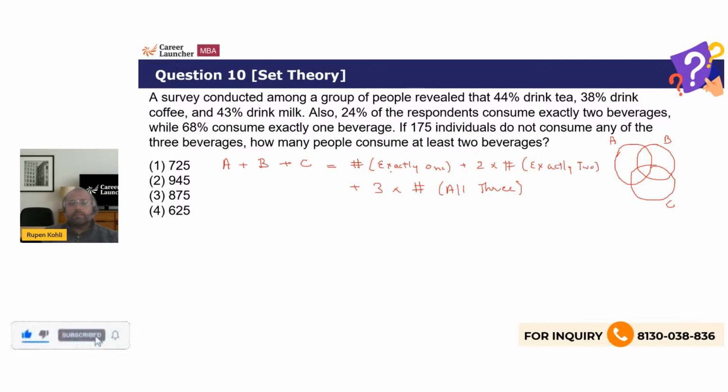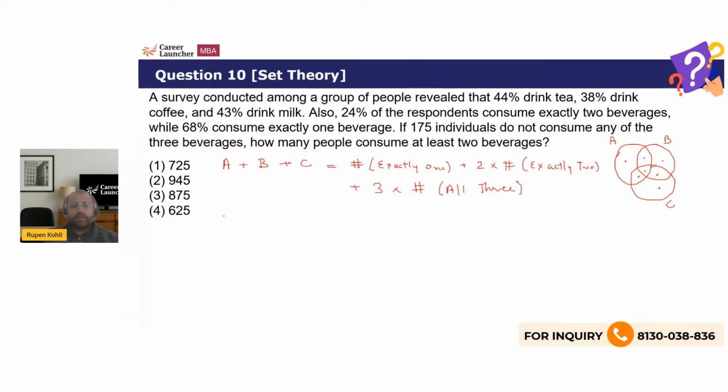Which means that when I say exactly 1, it means the sum of these 3 regions: this region, this region, this region is your exactly 1. Exactly 2, these 3 regions taken together is representative of the number of people who belong to exactly 2, and the single region, the centermost region, is the number of people who belong to all the 3. So use this equation because that is how the information is given. You're given everything except for one thing, all 3. So you will get your all 3 from here.